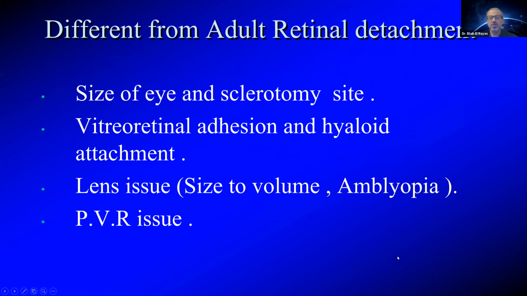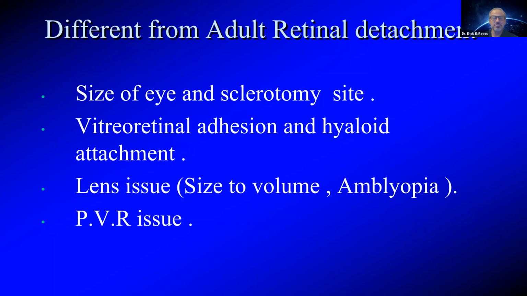There are 4 points that I would like to highlight. The size of the eye and the sclerotomy site. Depending on the size of the presentation, you have to configure where you're going to put your sclerotomy site. A 1-month-old baby is different than a 12-month-old boy. The vitreoretinal adhesions and the hyaloidal attachments are different in a pediatric eye than in an adult.